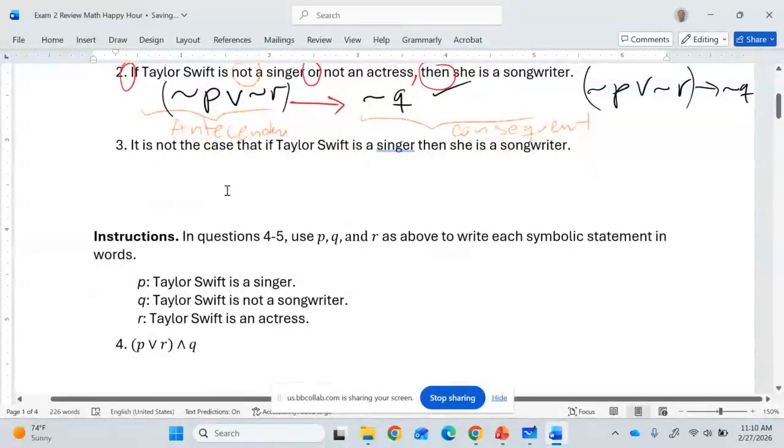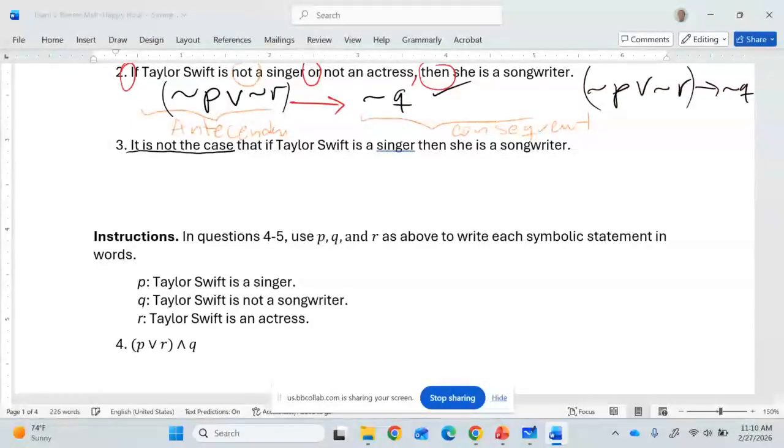Okay, so the next one would be number 3. So for number 3, it says, it is not the case that if Taylor Swift is a singer, then she is a songwriter. So even though we don't have the if, well, we actually do have it, huh? It is not the case. So let me start by highlighting that sentence. It is not the case that, and then we have the if and then. The if and then propositions are represented with an arrow that goes to the right.